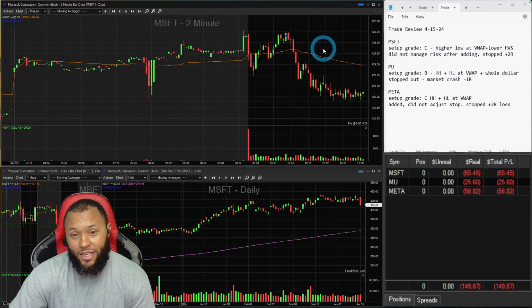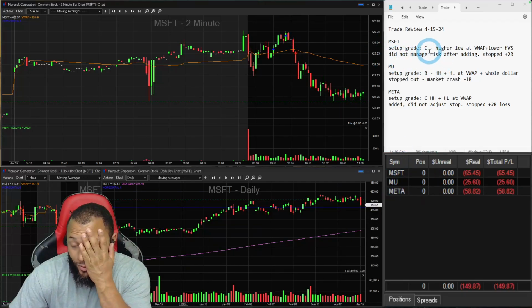And then I market sold out. By the time I was able to do that, I was down $65.45, well over 2R. And all of these trades pretty much stopped out at the same time. So I actually took these notes already.